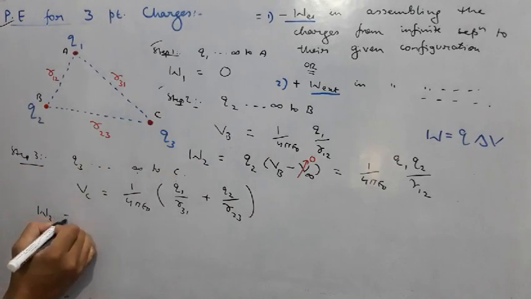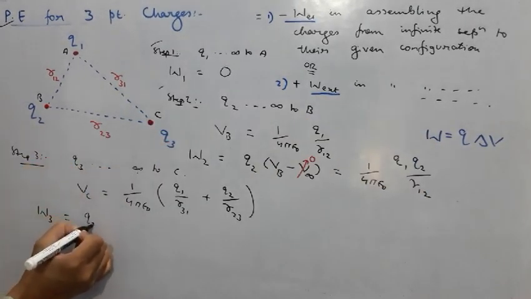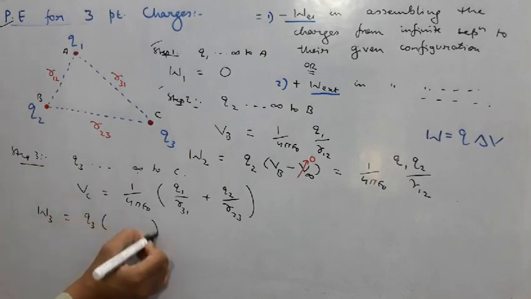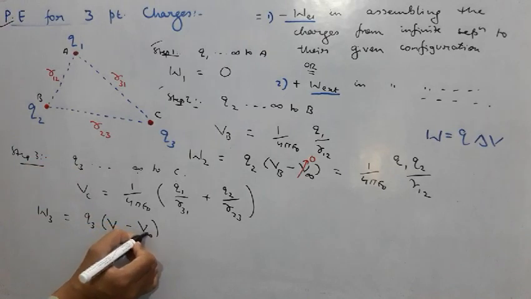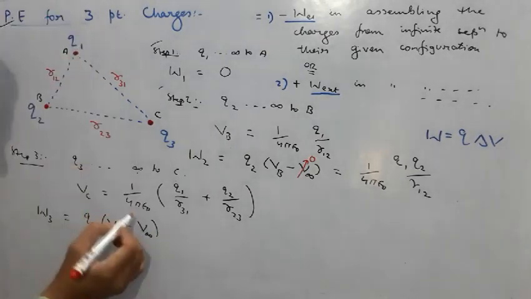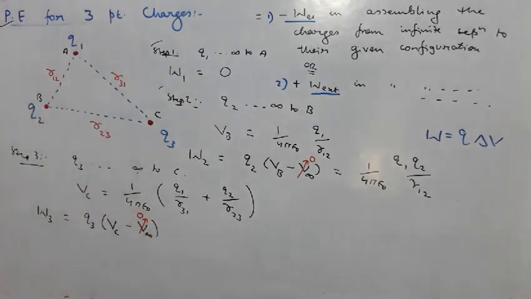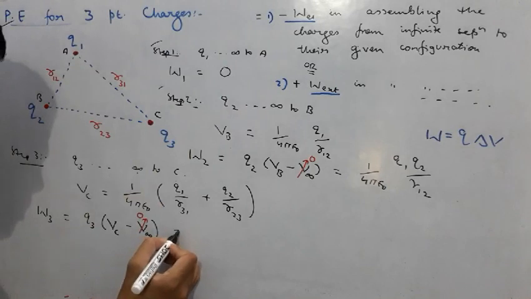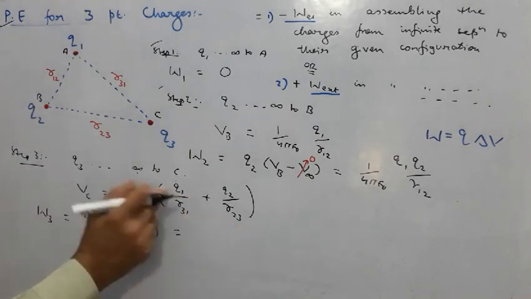So W3, as per this formula, should be the charge which we are bringing, that is Q3, multiplied by the potential difference. So potential at the final point, that is C, minus potential at the initial point, that is infinity. And we know potential at infinity is to be taken as 0. So this expression becomes how much? This becomes Q3 multiplied by Vc.